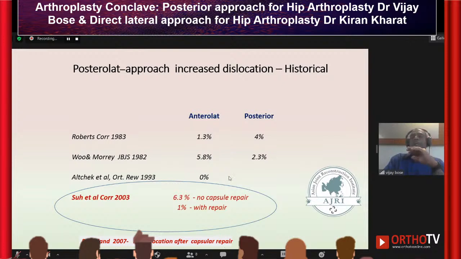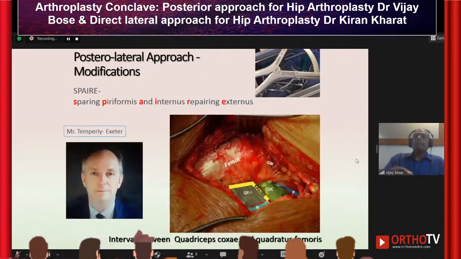In revision THR, we have had many dislocations, not to be confused with that. So other important modifications would be the FAIR approach by Mr. Temple from Exeter. I've seen him do that. He goes between the interval between quadriceps coxae and the quadriceps femoris, as you call it.